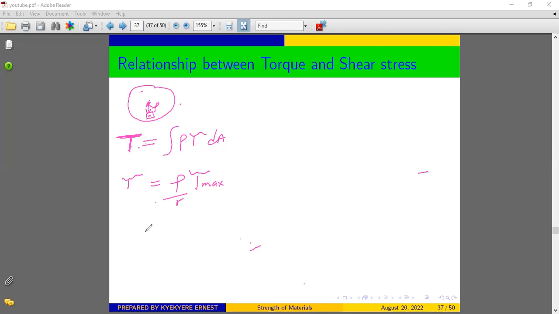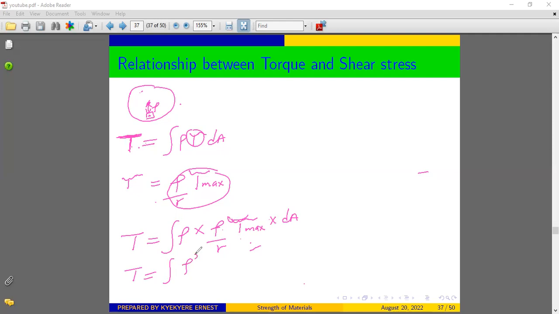So from here, if we substitute this equation, which is the shear stress, then our torque will be equal to the integral of rho times rho over R times our maximum shear stress times dA. Then from here, we see that we have rho, rho. So we are going to get T is equal to the integral of rho square over R times the maximum shear stress dA.